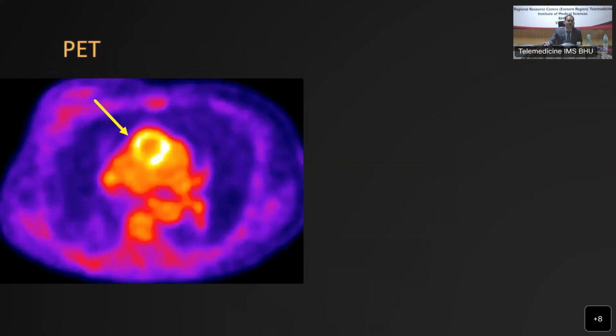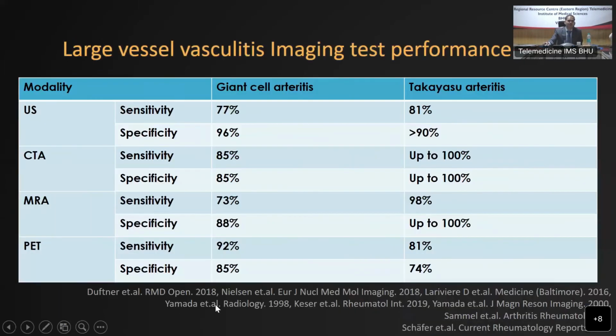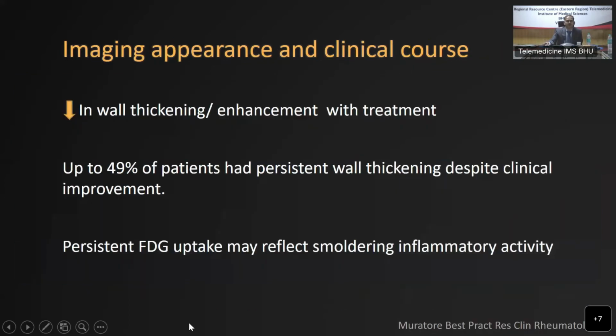On PET, in setting of vasculitis, the wall will light up upon giving FDG. But when these patients are placed on treatment with improvement, the FDG activity should subside, such as in this case, where there was no FDG activity after the patient received steroid treatment. Imaging is particularly good with reasonable sensitivity and specificity for the 2 most common large vessel vasculitis, giant cell and Takayasu arteritis. And the ultrasound shown here is actually the ultrasound of the temporal arteries, and that's where most of the data is coming from, because you cannot really diagnose vasculitis by doing ultrasound of the aorta.